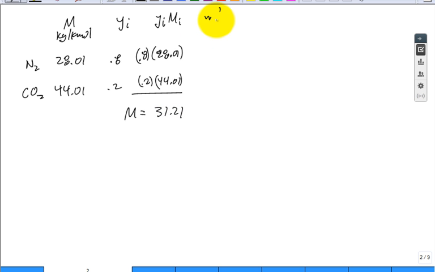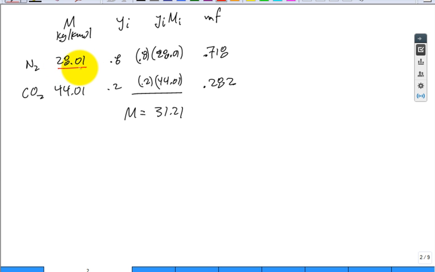And then you calculate the mass fractions. What's the mass fraction? Well, it's y_i M_i divided by the mixture molar mass. Right? So this one comes in at about 0.718, and this one comes in at 0.282. So even though nitrogen is 80% by molar fraction, its mass fraction is lower than 80% because it's not as heavy of a molecule. It has a lower molar mass than the carbon dioxide.